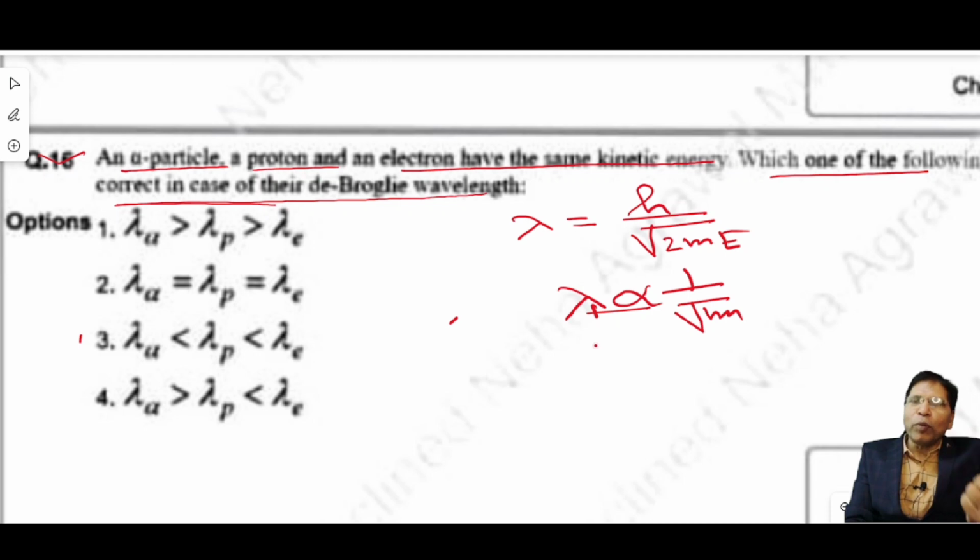Therefore, as the mass of an alpha particle is greater than that of a proton, and the mass of a proton is greater than that of an electron, the de Broglie wavelength of an electron is more than that of a proton, which is more than that of an alpha particle. So option C is correct.